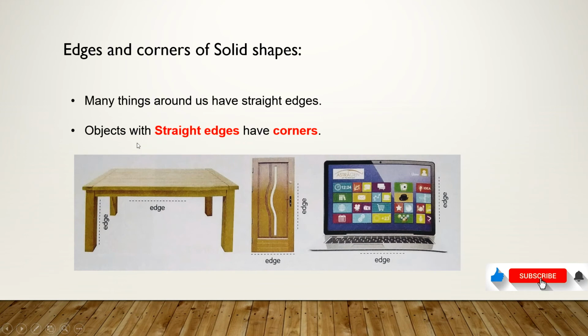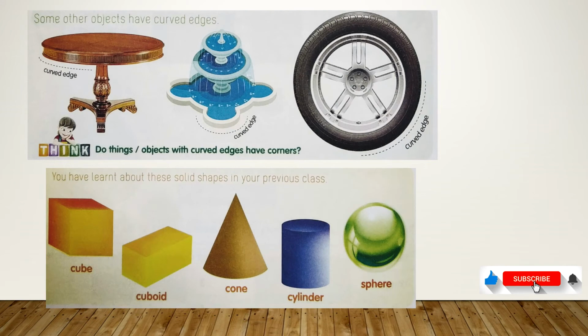We have seen straight edges objects which have corners. So this was the door, and with these two edges this corner was formed. And we also have seen curved edges objects. Here in curved edges objects there is no corner. So we got to know straight edges objects have corners and curved edges objects don't have any corners.